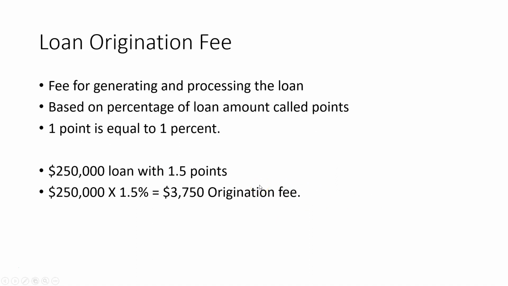Loan origination fees, when you're taking out the loan. If you get the loan, then the fee is for generating and processing the loan, based on a percentage of the loan called points, and 1 point is equal to 1%. For example, a $250,000 loan with 1.5 points will cost you a $3,750 loan origination fee.